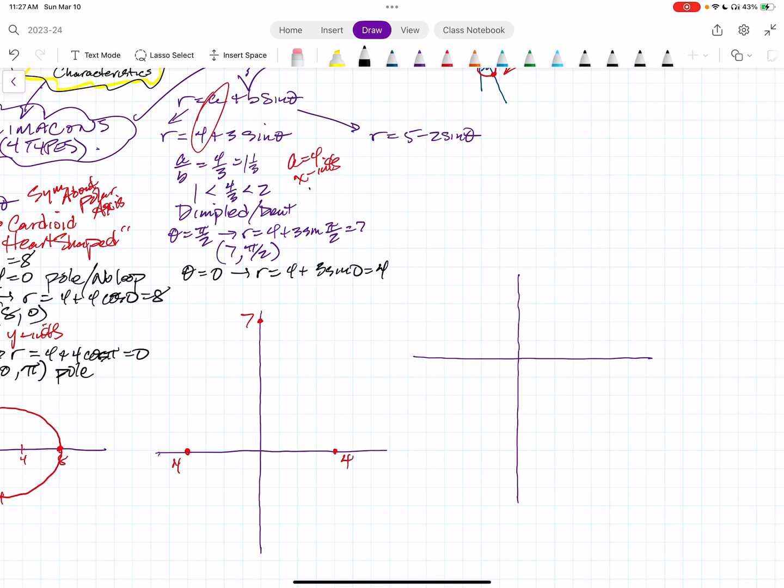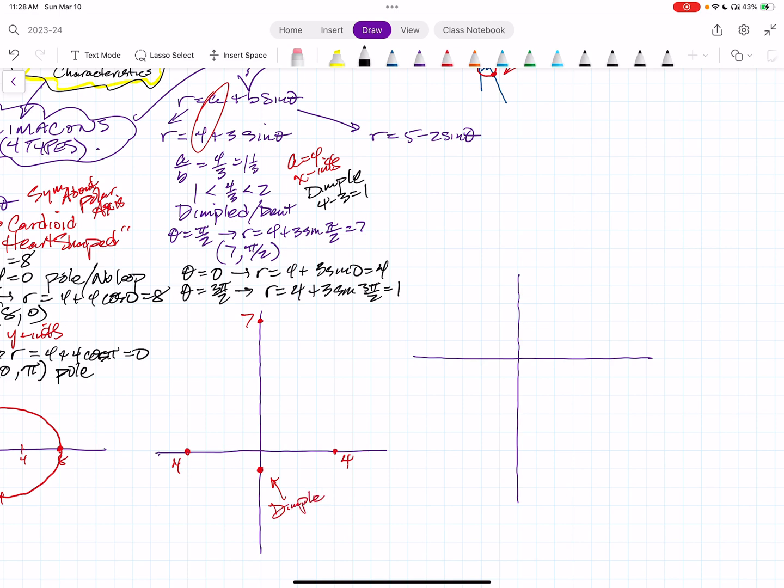The dimple is located at 4 minus 3, which is 1. So substitute in 3 pi halves. If theta is 3 pi halves, you get r is equal to 4 plus 3 times the sine of 3 pi halves. Sine of 3 pi halves is negative 1, times 3 is negative 3, plus 4 is 1. So 1 comma 3 pi halves, well, that's down, let's plot it. That's right down here. So there's your dimple right there.